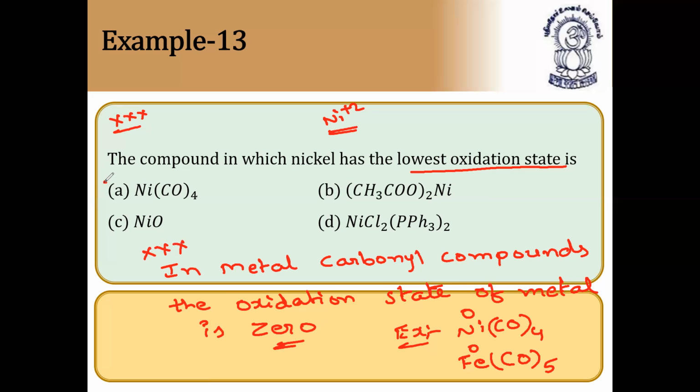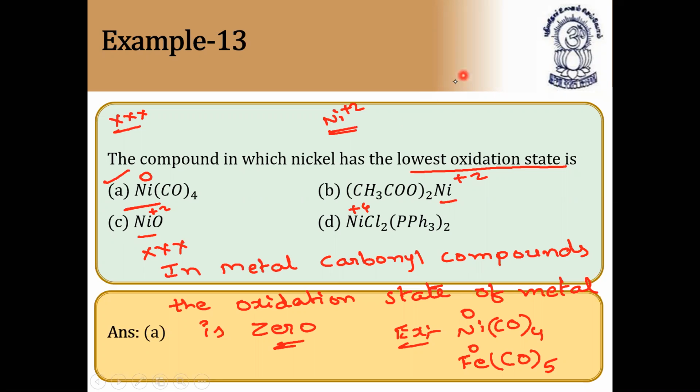So the answer is first option, straight away we can say, because in all other compounds it is +2, +2, +4, +2. So this is +2 state. This is also +2 state. This is again Cl2P, so it is again +4 state. So the answer is first option, it is 0. Lowest oxidation state, it is 0. Let us check the answer now. 100% it should be A.